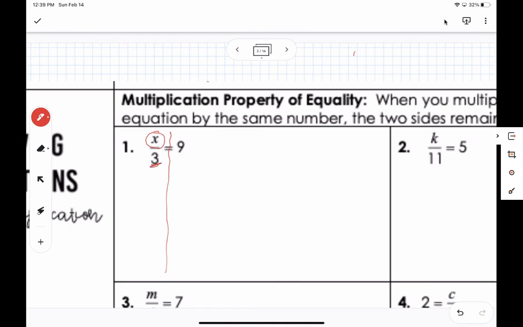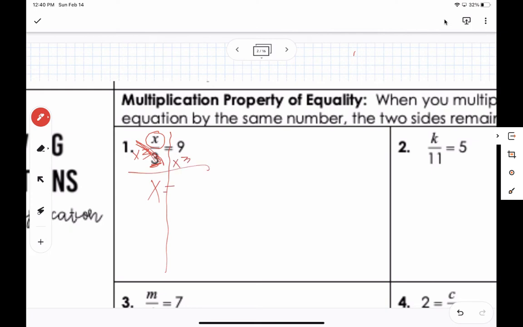Well, that 3 is being divided. So the only way to make it go away is by multiplying by 3. And we go, how did you pick 3? I picked 3 because that's what that number was. Like over here, I'm going to use 11. Okay, so it changes depending. So this is going to cancel out those 3's, leaving me with x over here. But what I do to one side, I have to do to the other.